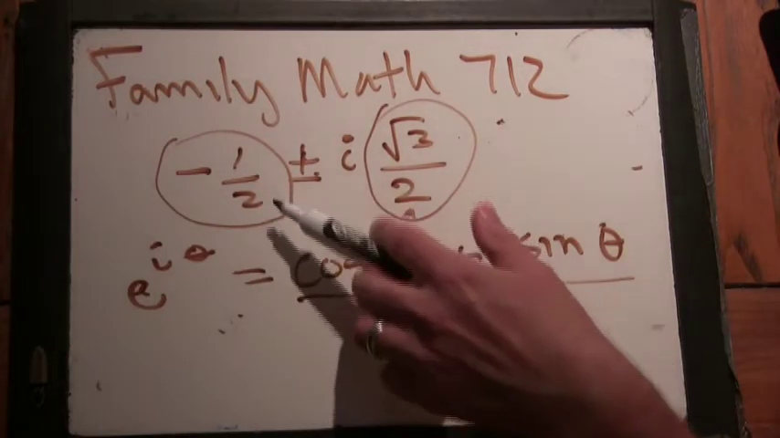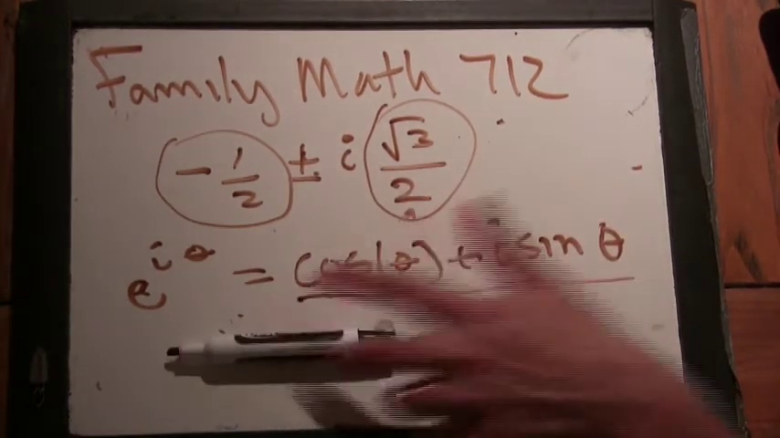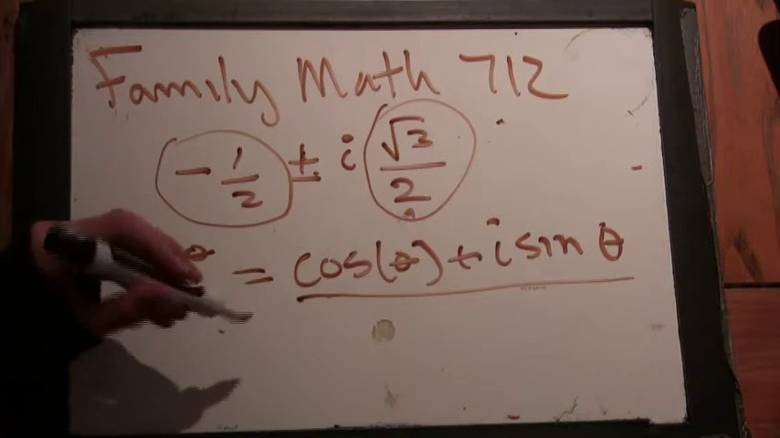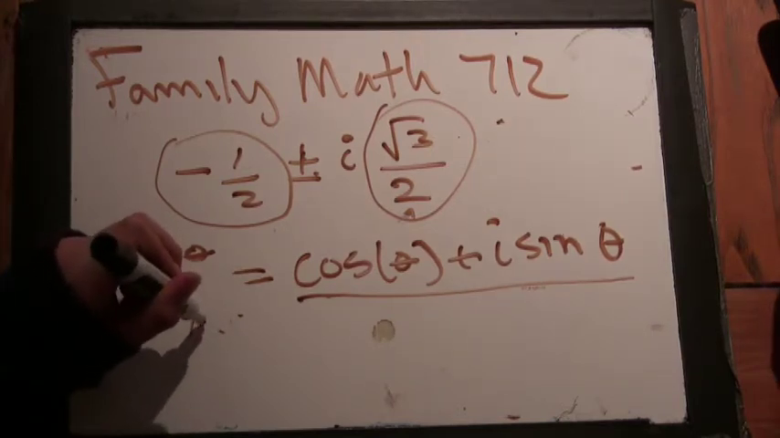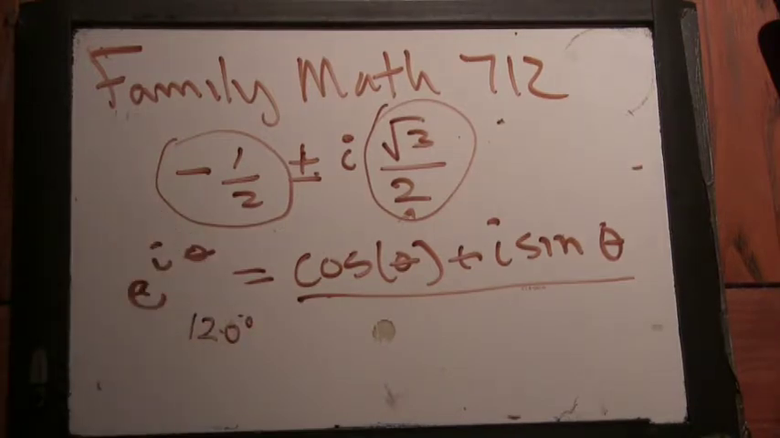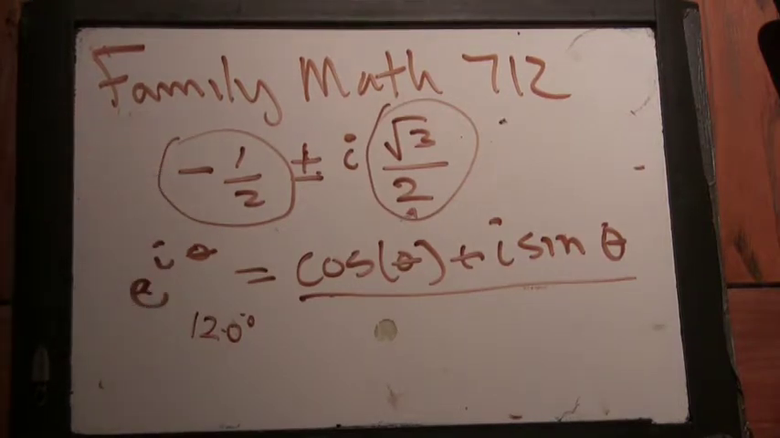All right. So what angles are we talking about here? It would have a cosine of -1/2 and a sine of root 3/2. So that angle would be, you can say it in degrees, that's fine with me, so that would be 120 degrees. Yeah, 120 degrees would satisfy this. Okay. Which one? Would it be the plus i root 3/2 or the minus i root 3/2? It would be the plus.